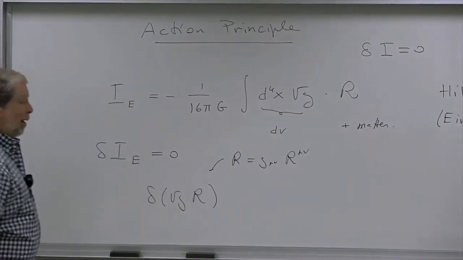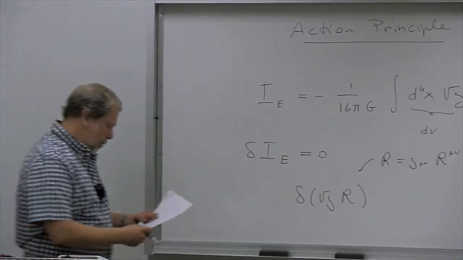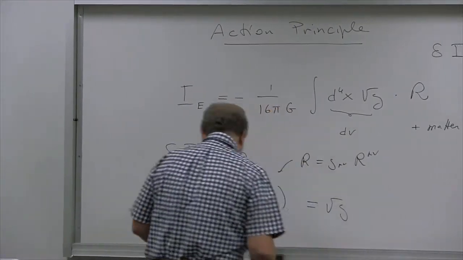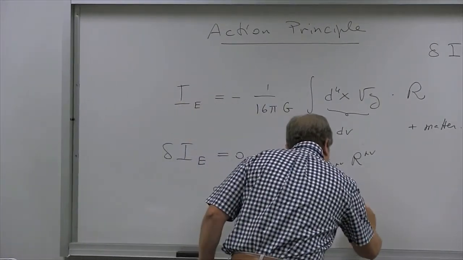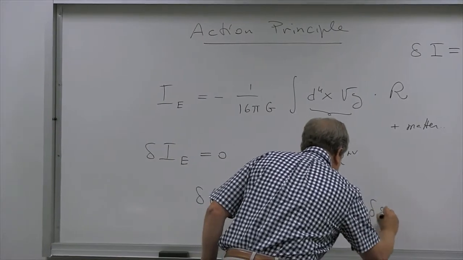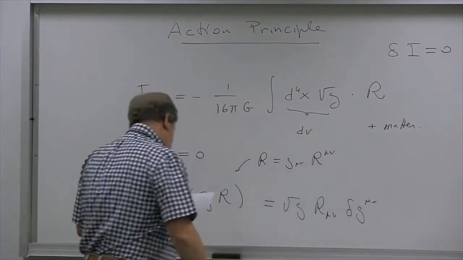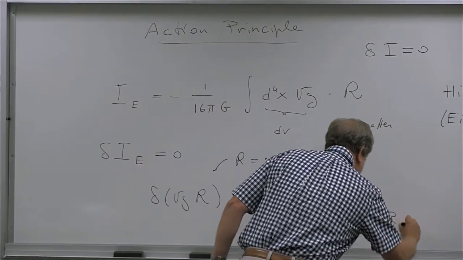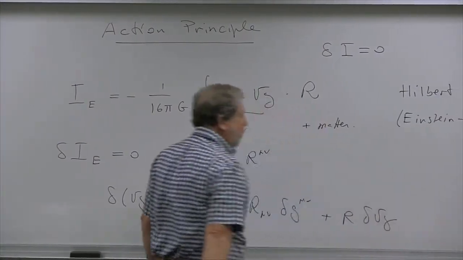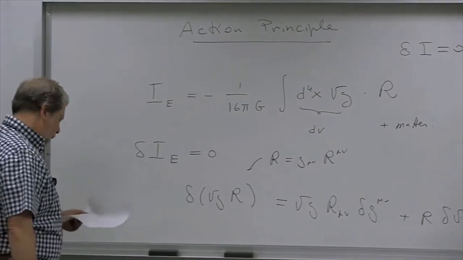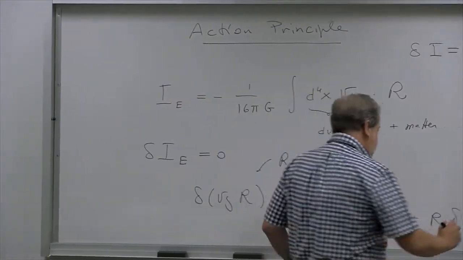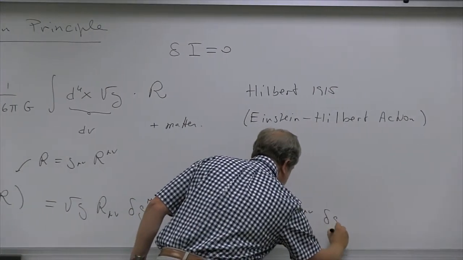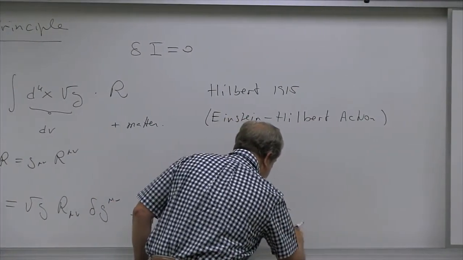We can stick that in there, and when you do the variation, we get 3 terms, right? So we get the square root of g times R_{mu nu} times dg^{mu nu}. Then we get R times the variation of the volume element, d root g. And then the last term is root g times g^{mu nu} times the variation of R_{mu nu}.